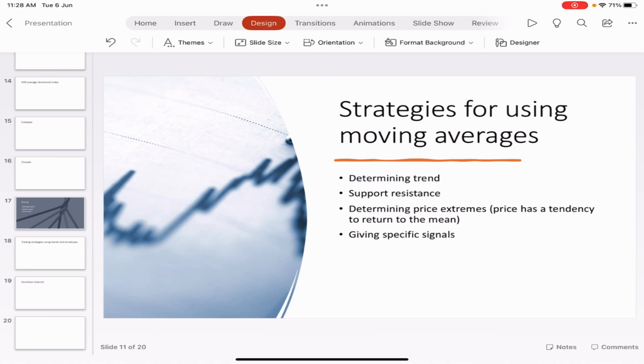Some technical analysts use moving averages to give specific signals. These can occur when a price crosses a moving average. This is something which we have already discussed, that when a smaller time moving average crosses a larger time moving average, that generates a buy signal. So like that you can use the moving averages, they might be generating signals for you.